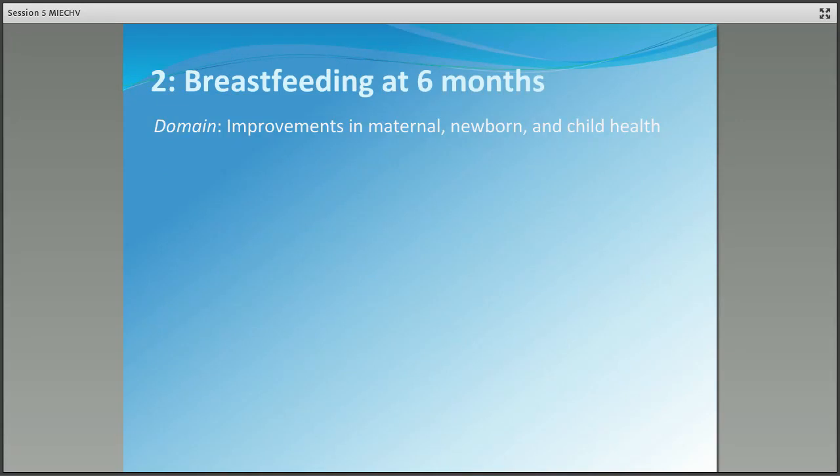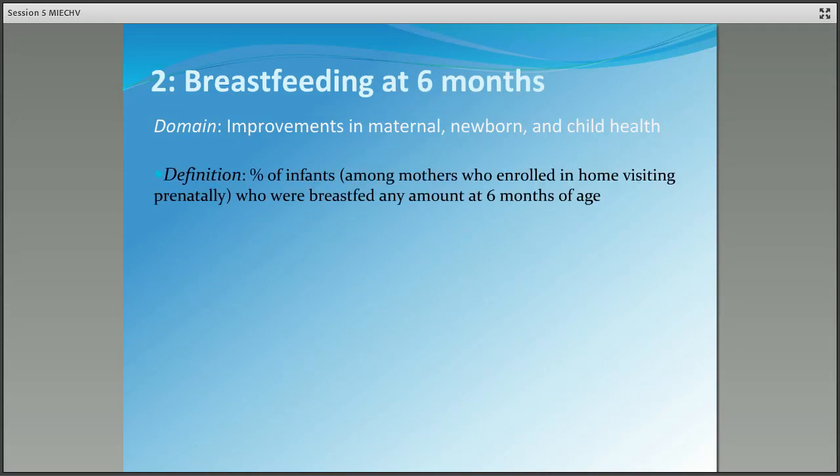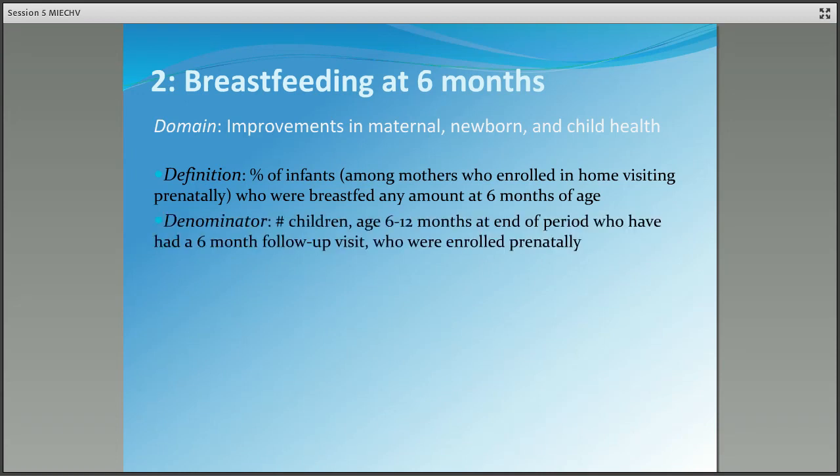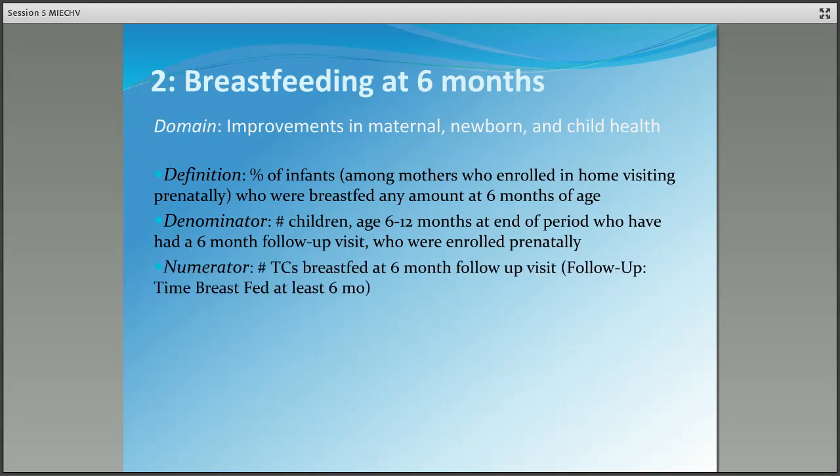The second item looks at breastfeeding at 6 months. This is defined as the percentage of infants among mothers who enrolled in home visiting prenatally who were breastfed any amount at 6 months of age. So our denominator here is the number of children who are aged 6 to 12 months at the end of the period who've had a 6-month follow-up visit who were enrolled prenatally. And our numerator is the number of those children breastfed at any amount at the 6-month follow-up visit. So this is the follow-up form, time breastfed item, at least 6 months.